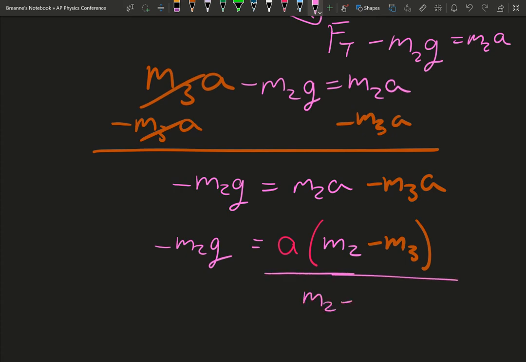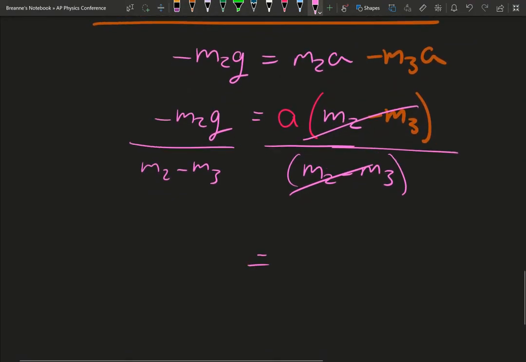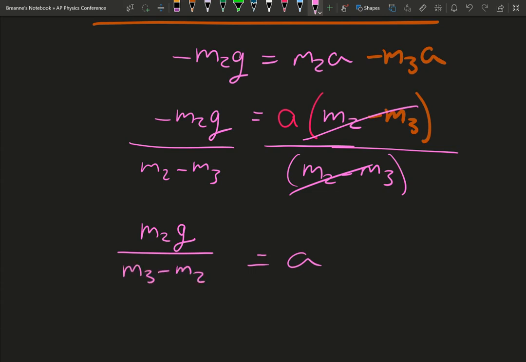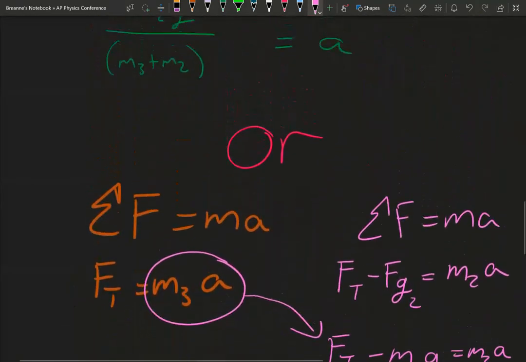Divide m2 minus 3m, m2 minus m3, and you get that a. And if you don't like that negative up there, you can flip some things around and get m2g equals m3 minus m2. So all I did is multiply everything by -1. So that becomes positive, that becomes negative, that becomes positive. And look, we got the same answer.